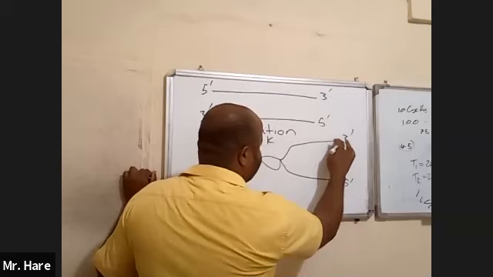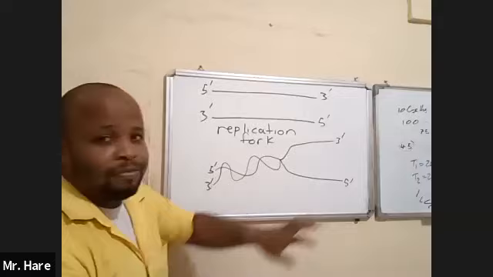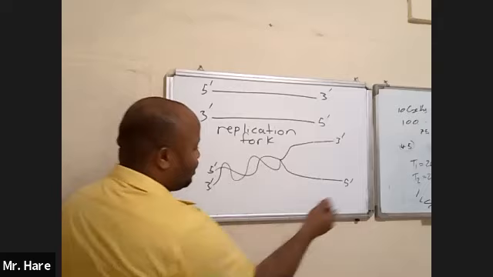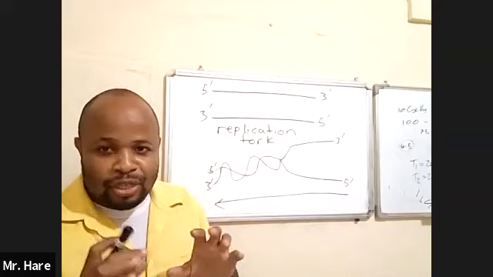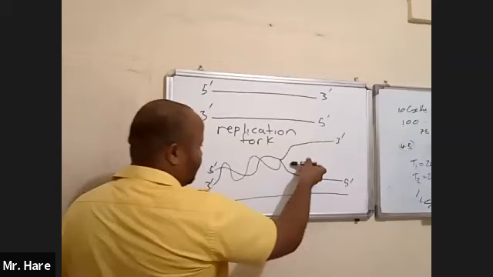All right, I'm just carrying on. So if this is where the DNA opens up, so the DNA is opening up in this direction, right? That means the new strand of DNA is going to be made in this direction. All right, let me just put on some bases.